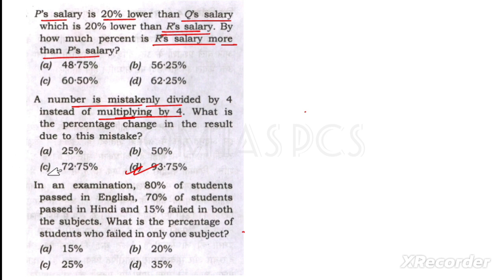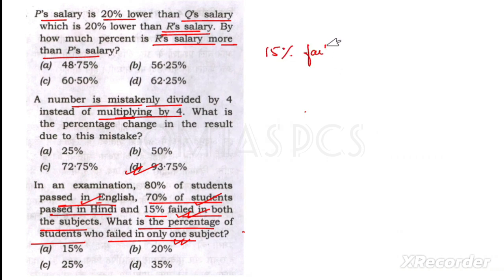So in this question, in an examination 80% of students passed in English, 70% of students passed in Hindi, and 15% failed in both subjects. What is the percentage of students who failed in one subject? We have to find the percentage of students who failed in one subject, so we have to consider only the fail percentage. Here the pass percentage is given, and this one is about the fail percentage. So we can consider 15% failed in both.